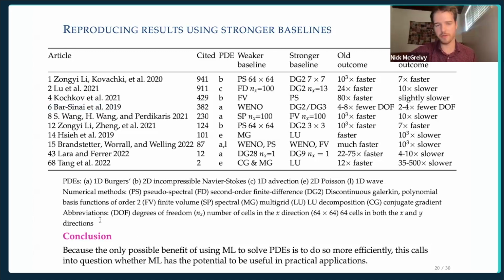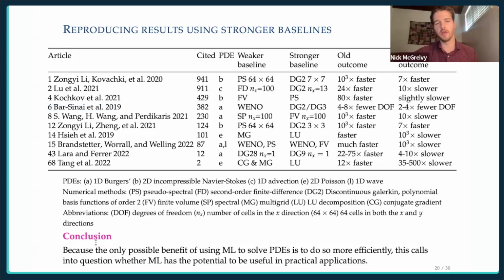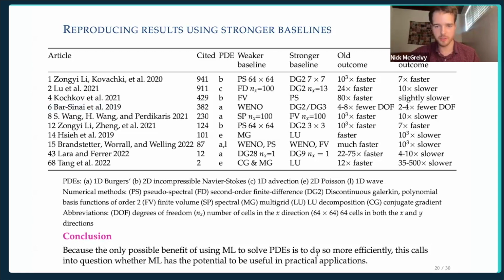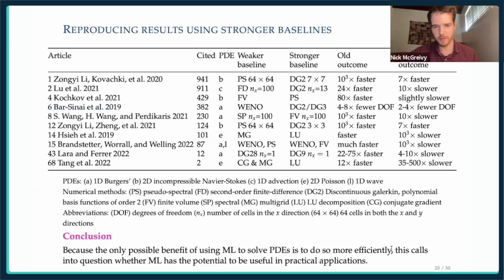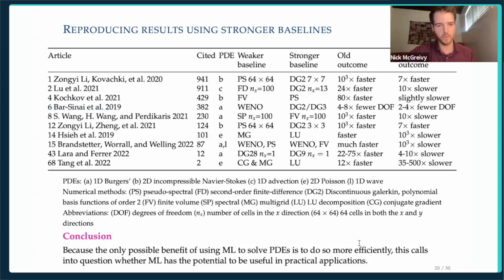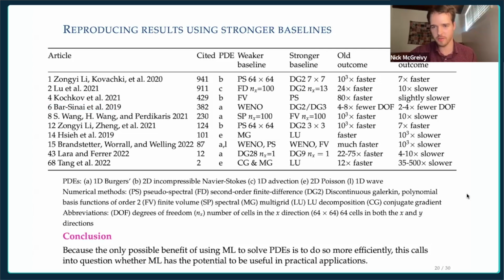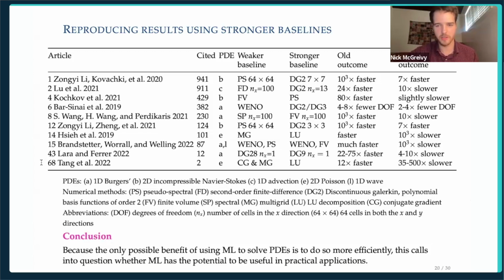So the conclusion of this section here is because the only possible benefit of using machine learning to solve PDEs is to do so more efficiently, and I haven't really talked about that, but it turns out that that's the case, then these results call into question whether machine learning has the potential to be useful in practical applications, at least related to PDEs from fluid dynamics. And whether or not it has the potential is a long discussion, but it at least calls it into question.